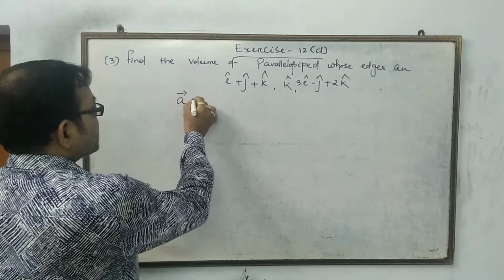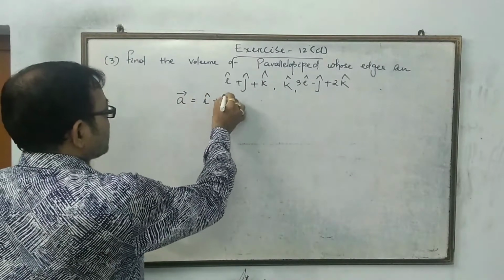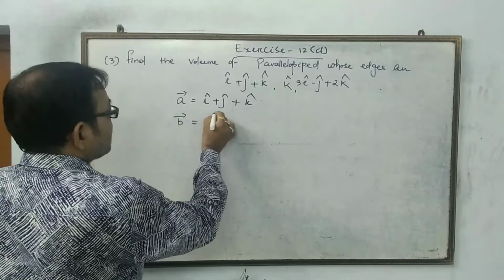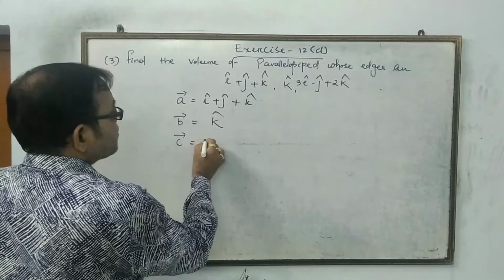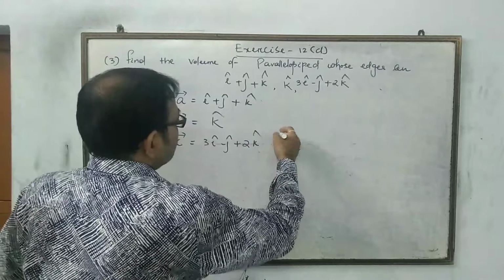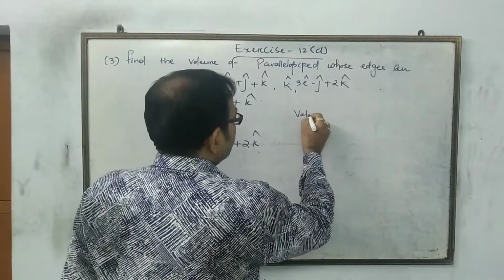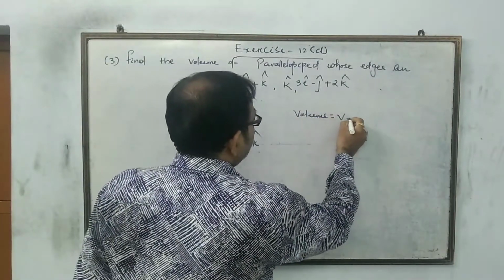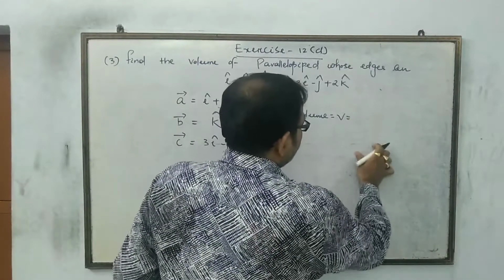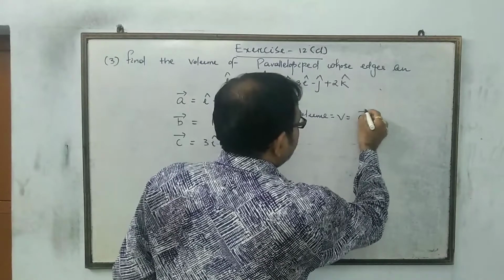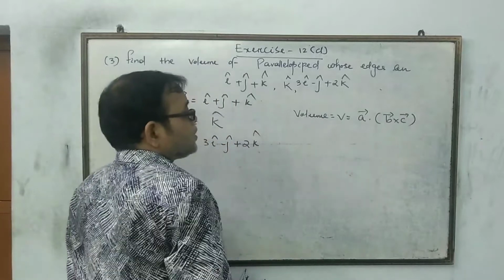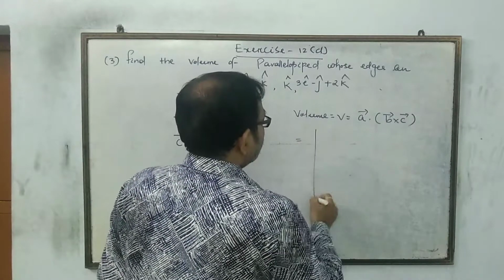Let us take the first edge a equal to i plus j plus k, the second edge b equal to k, and the third edge c equal to 3i minus j plus 2k. The volume of the parallelepiped is given by the formula a dot b cross c.